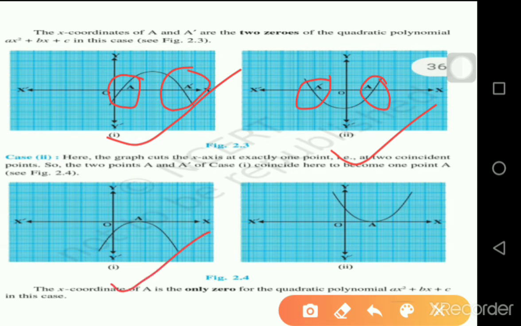For this graph, the graph intersects the x-axis at 1 point. So the number of zeros is 1. Here also the graph intersects the x-axis at 1 point. So the number of zeros is 1. Why is the number of zeros 1? Because only at this point, for some value of x, the value of y is 0. That is, the value of the polynomial is 0.